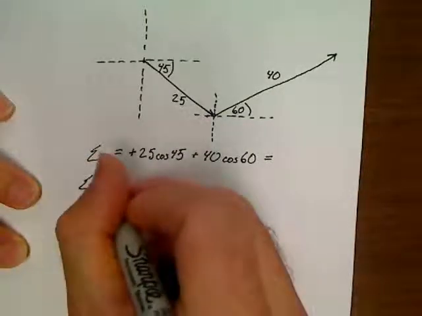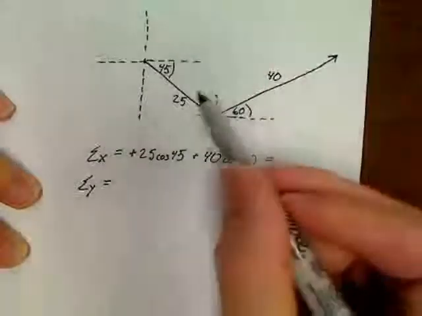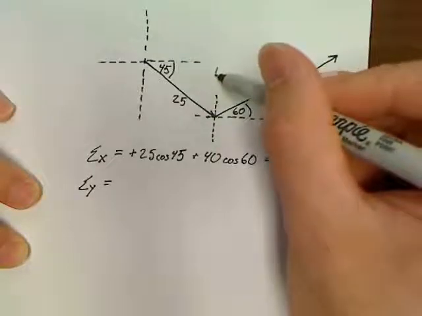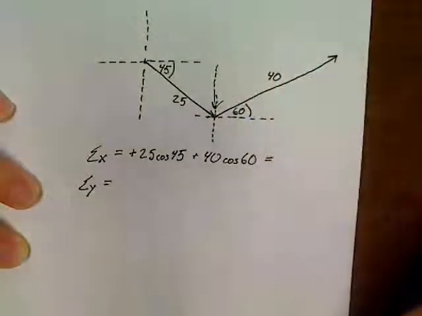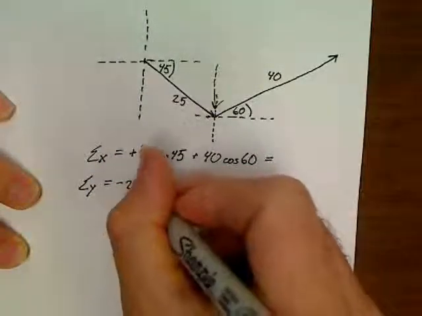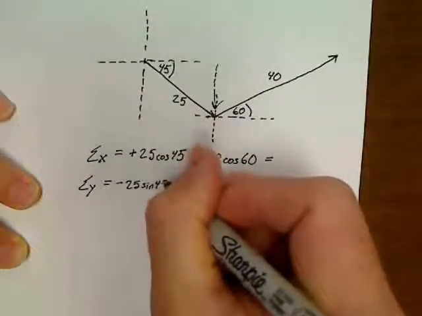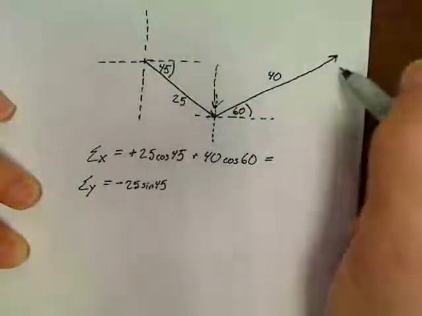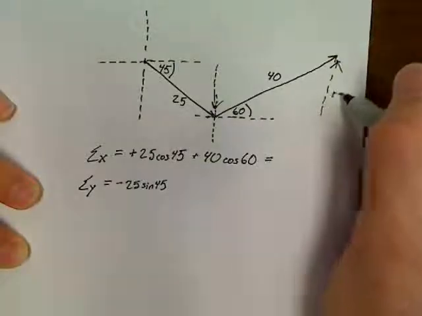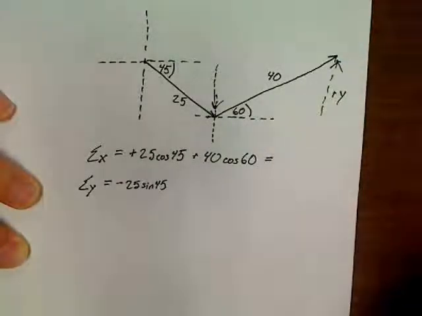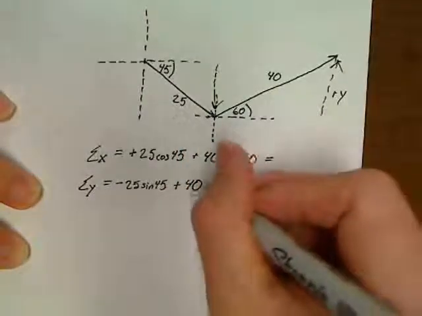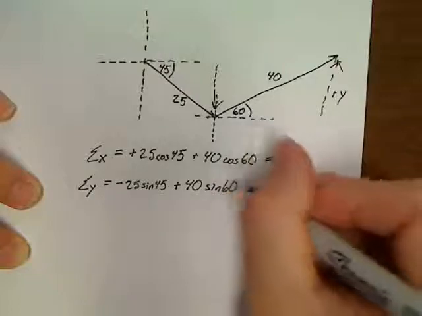The sum of the y's would be equal to, this first vector has a negative y component, because if you take a look, it's actually coming down in orientation. So the first one's going to have a negative 25 sine 45 component. The second vector, however, has a positive y component, so I'm going to write plus 40 sine of 60.